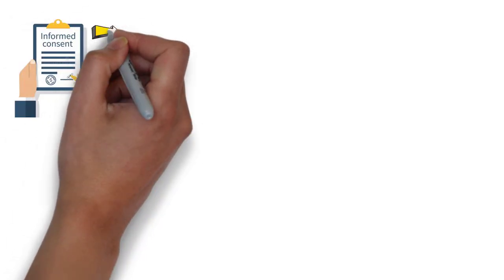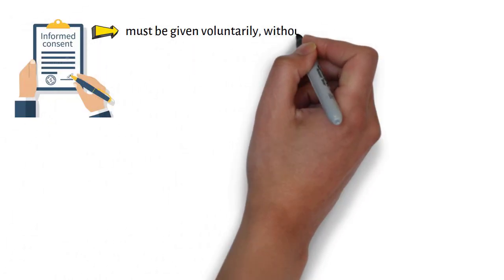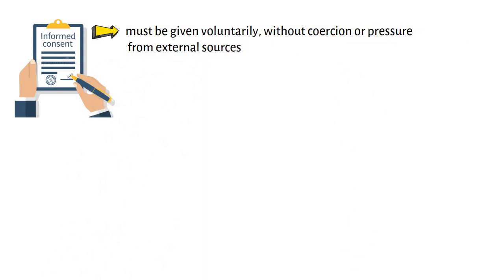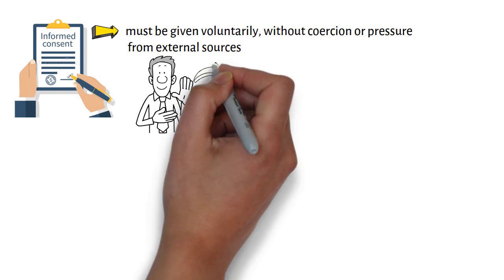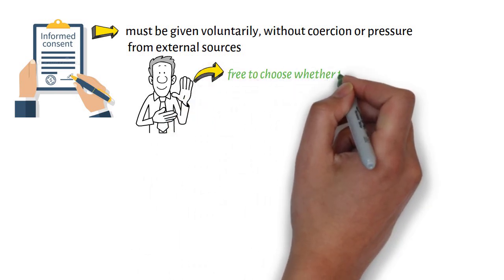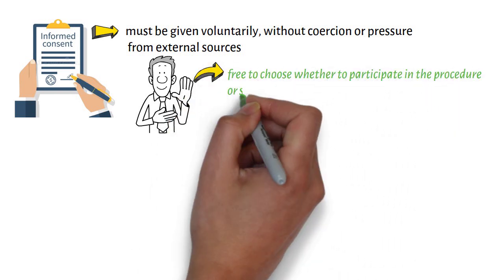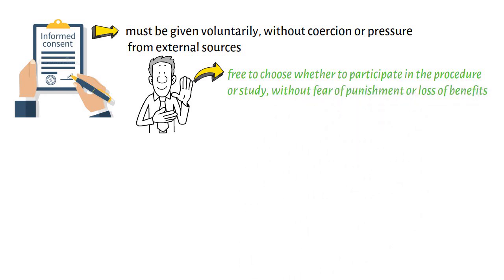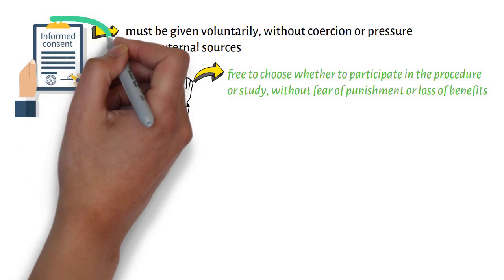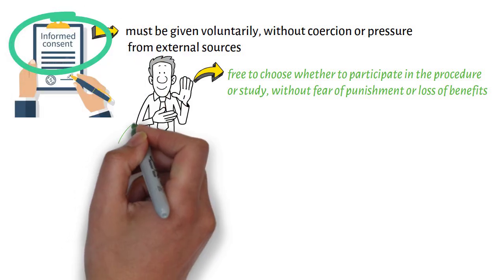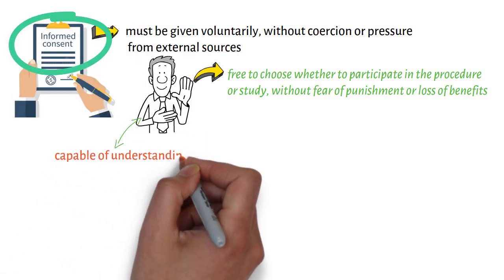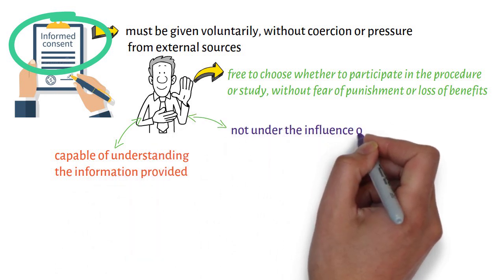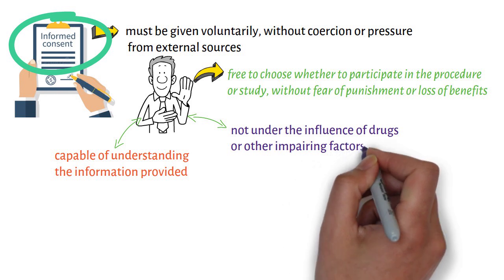Informed consent must be given voluntarily, without coercion or pressure from external sources. This means that the person must be free to choose whether to participate in the procedure or study, without fear of punishment or loss of benefits. Informed consent must also be given by a person who is capable of understanding the information provided, and who is not under the influence of drugs or other impairing factors.